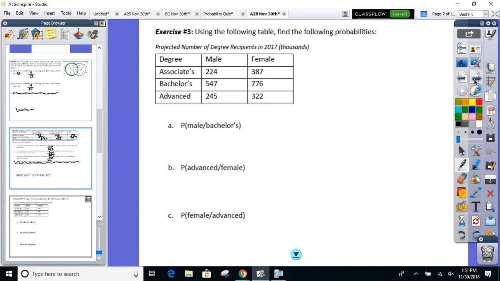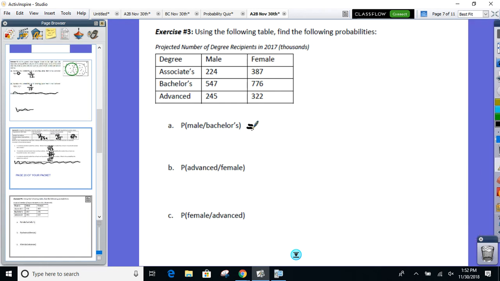Okay. I got associates, bachelor's, and advanced degrees, males and females. Just make sure we can read it. And I apologize, I didn't have a vertical bar to type this out. I had to use the slant. I need you to find the probability it's male, given you have a bachelor's. So another way to say this is, out of all the bachelor degrees, what's the probability you're a male?